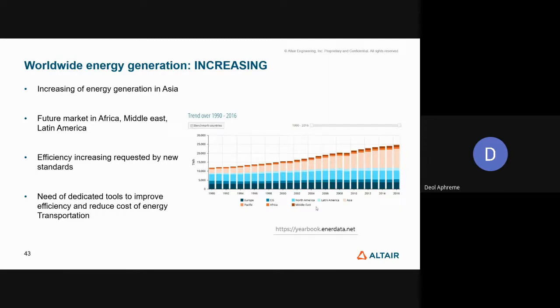Moving forward, the markets in Africa, the Middle East, and Latin America do have a great requirement of energy, but Asia definitely, with respect to India at least, has a very great increment.